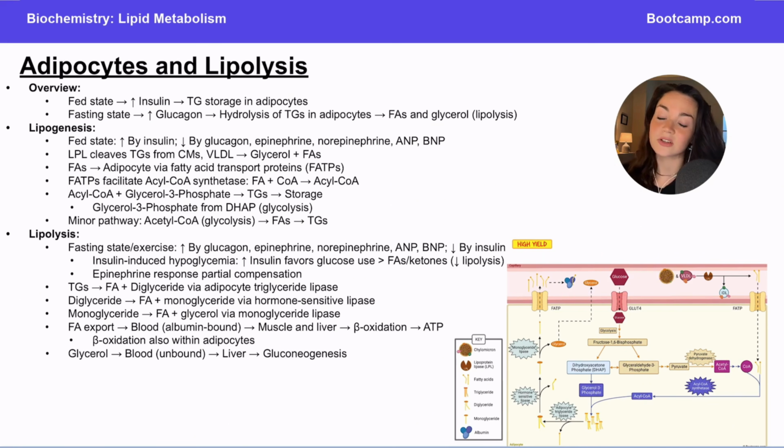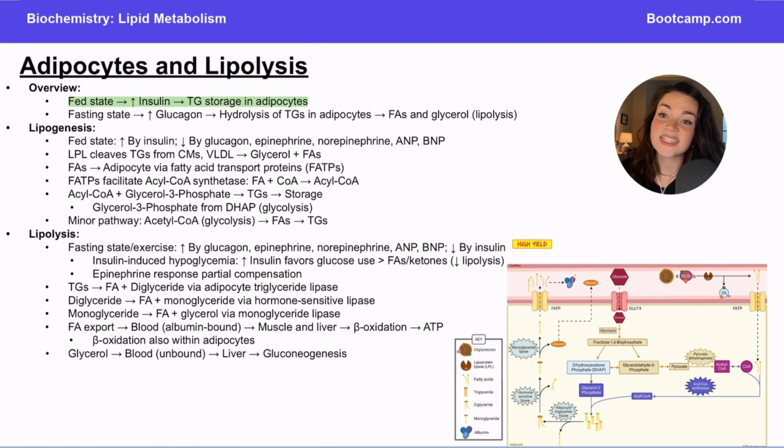So as you are familiar with, in the fed state, the hormone that is driving that fed state is insulin. When you take in a big fatty meal, insulin is released, and that is going to promote lipogenesis, or energy storage. So not only is insulin in charge of bringing glucose into cells via the GLUT4 transporter, like we talked about in earlier chapters, it also is going to mediate triglyceride storage in adipocytes.